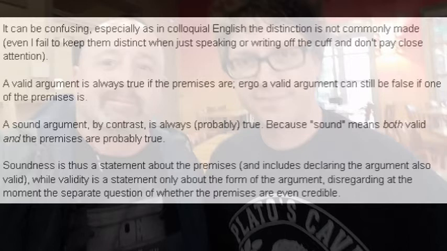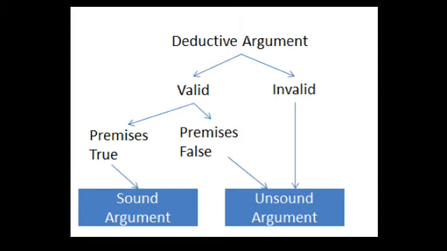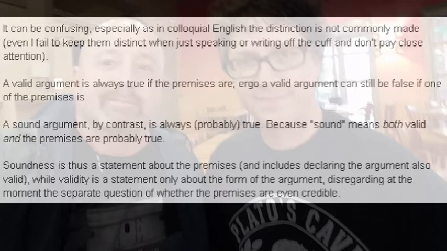A valid argument is always true if the premises are true. Ergo, a valid argument can still be false if one of the premises is false. A sound argument, by contrast, is always probably true, because sound means both valid and the premises are probably true. Soundness is thus a statement about the premises and includes declaring the argument also valid, while validity is a statement only about the form of the argument, disregarding at the moment the separate question of whether the premises are even credible.